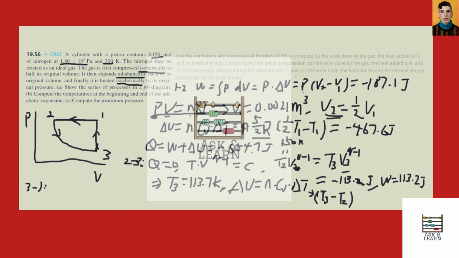And for process 3 to 1, right here, for this process, we know that V is constant. In that case, the work is 0.